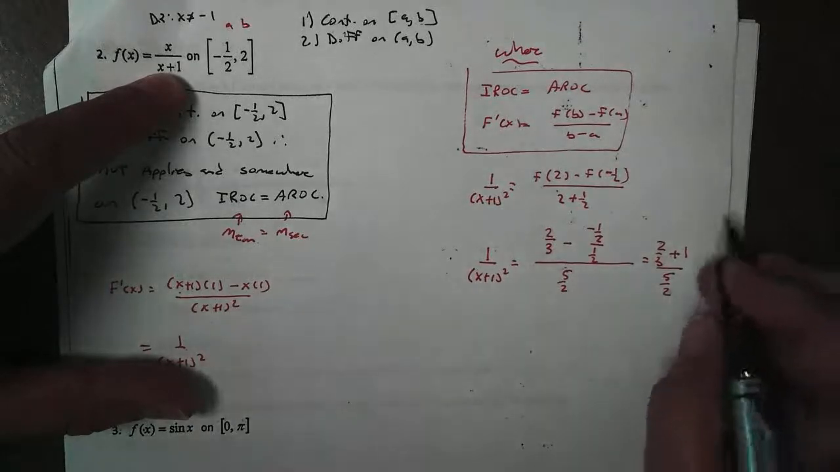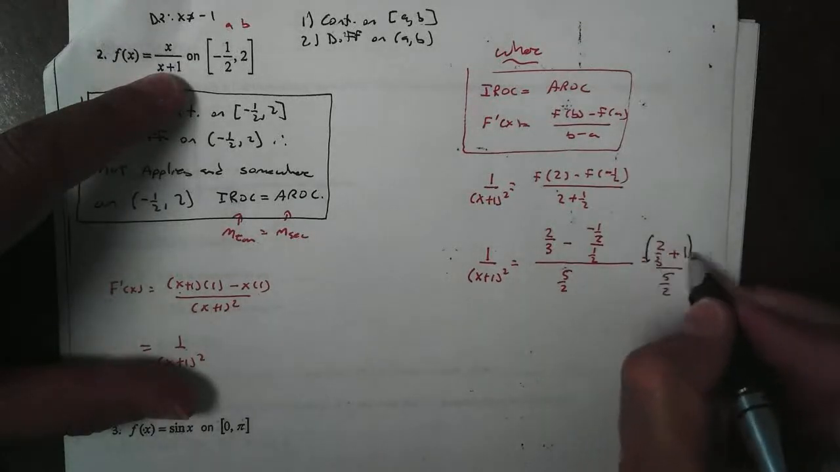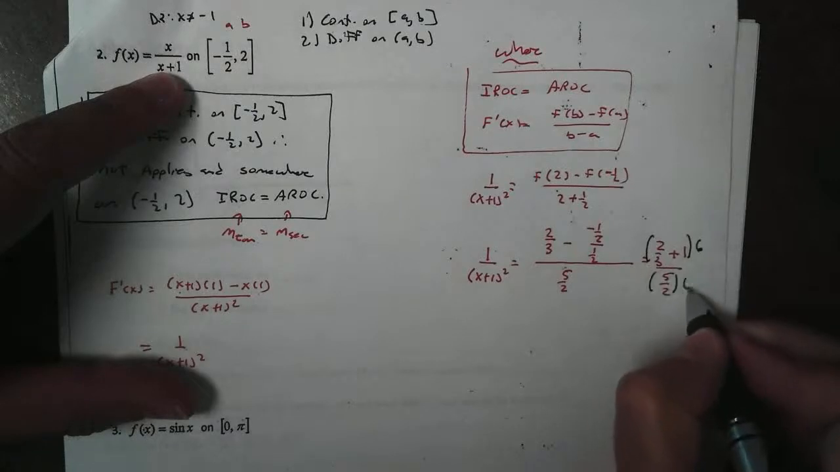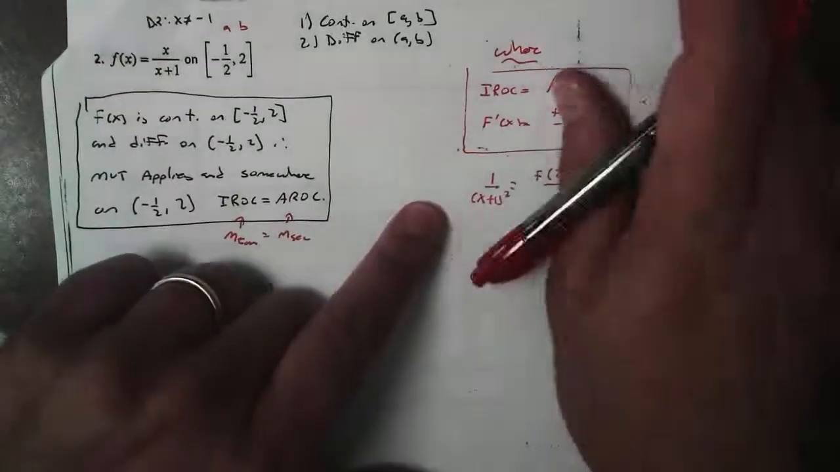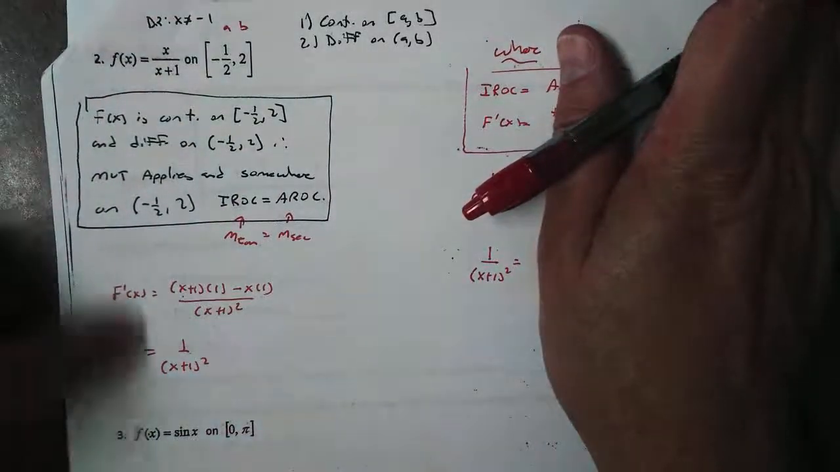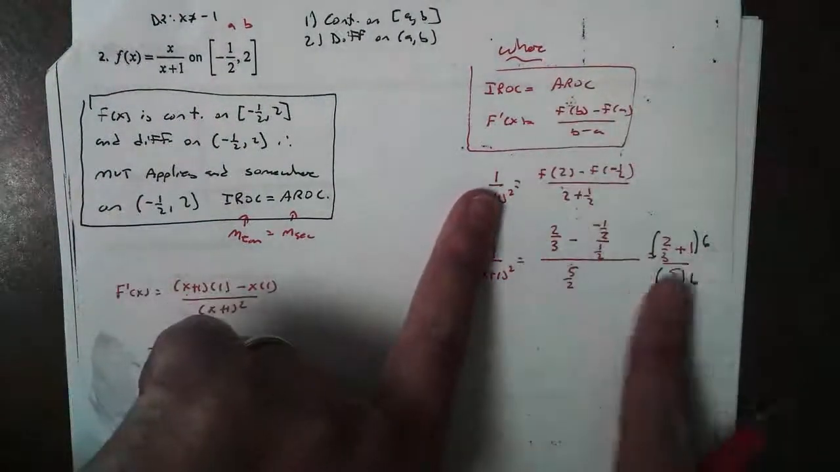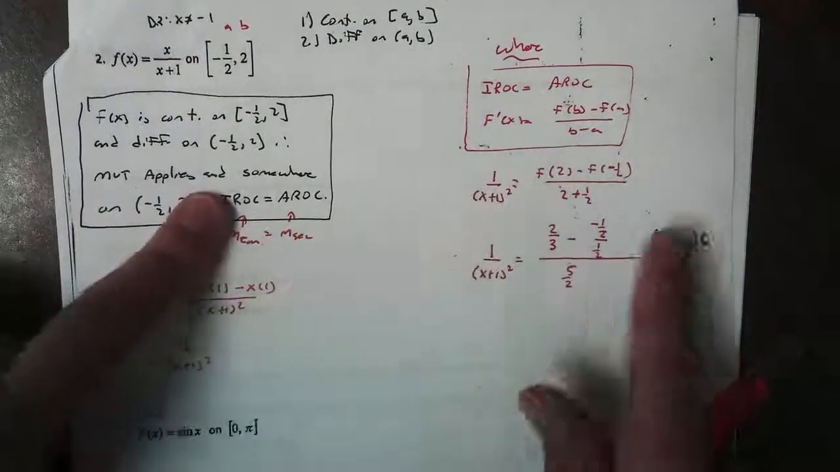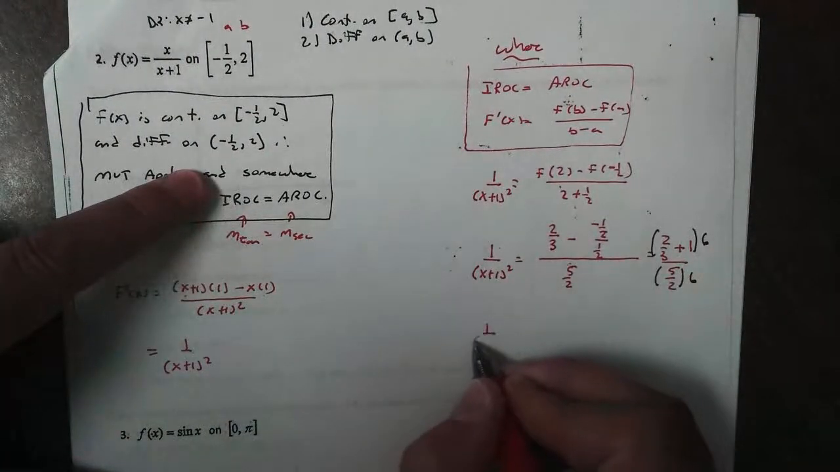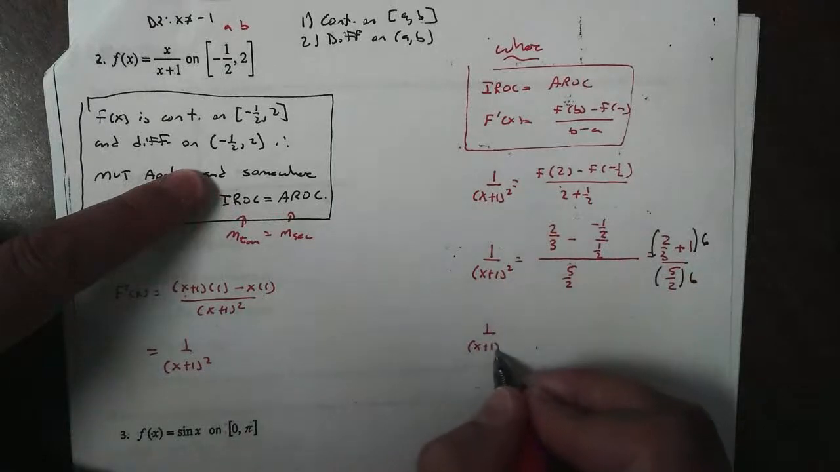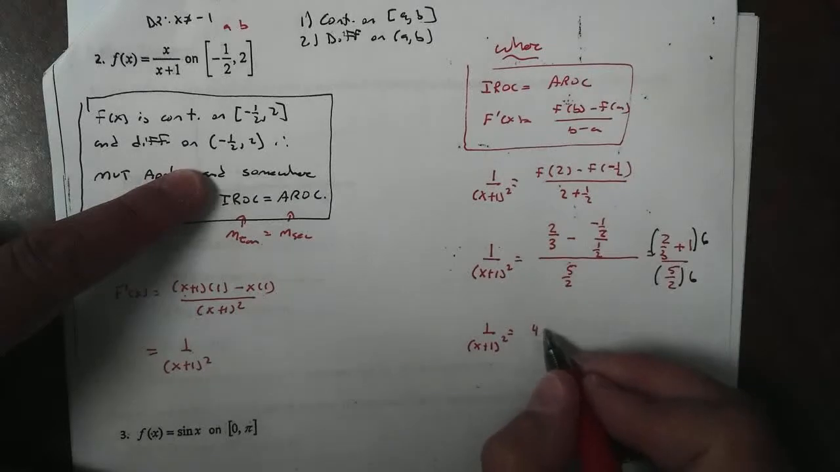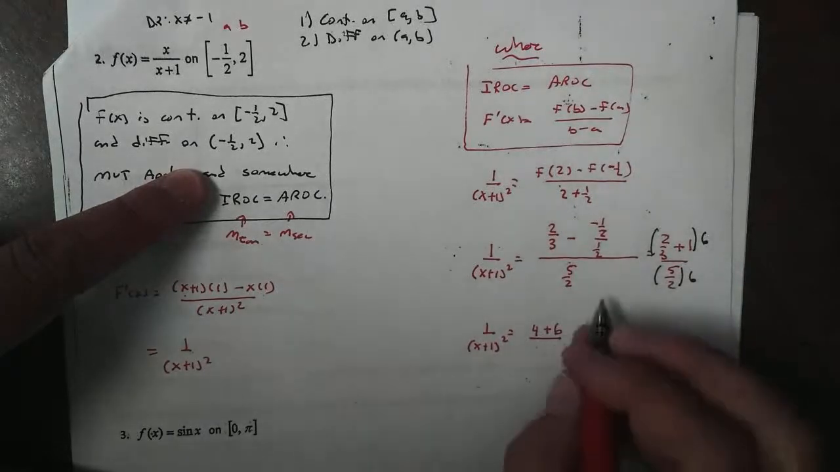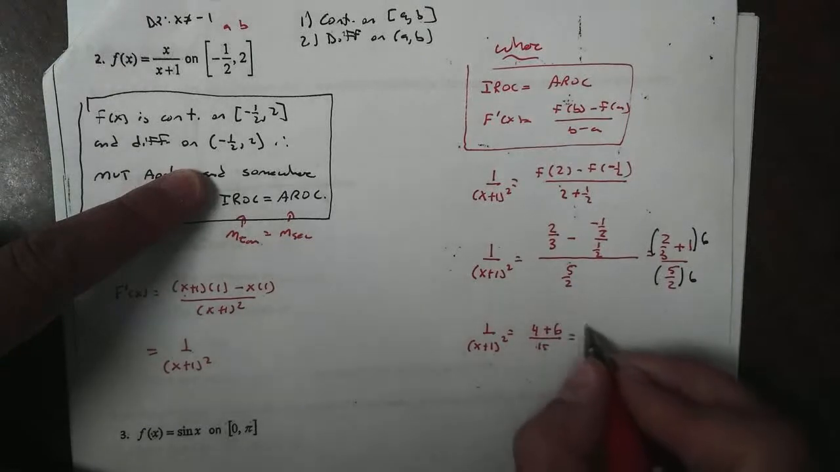And now I'm going to use my LCD. Ready? My LCD here is 6, so I multiply top and bottom by 6. Ooh, that's the hardest thing you do. Look, calculus, easy. Algebra, hard, okay? People always say calculus is hard. Nah, calculus is easy. Algebra is the hard stuff. x plus 1 squared equals, if I multiply through by 6, we're going to get 4 plus 6 over 15, which is 2/3.